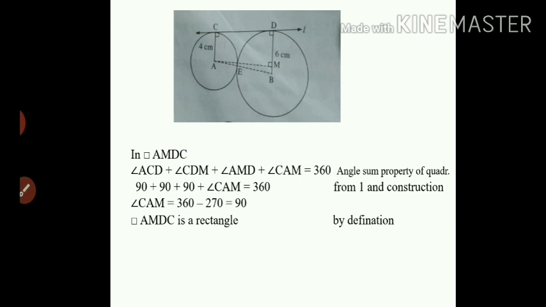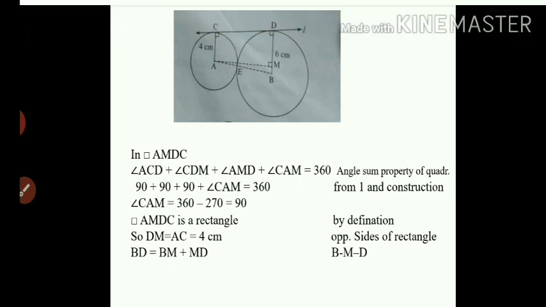If it is a rectangle, we know opposite sides are congruent. That means DM will be equal to AC. So if AC is 4, DM is also 4. BD will be BM plus MD since the points are collinear. Total is 6. MD we got is 4, so BM will be 6 minus 4, which is equal to 2 centimeter.